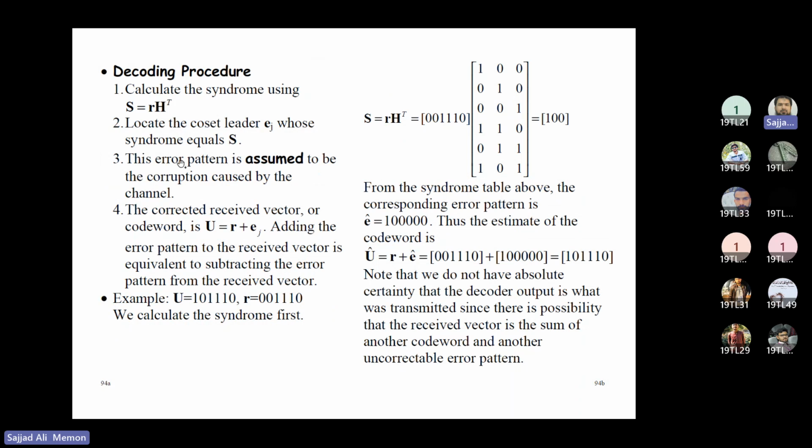First calculate the syndrome using this formula: S = R into H transpose. Look at the coset leader whose syndrome equals S. This error pattern is assumed to be the corruption caused by the channel. The corrected received vector or code word is U equal to R plus E. So we will add R again to E. Adding the error pattern to the received vector is equivalent to subtracting the error pattern.